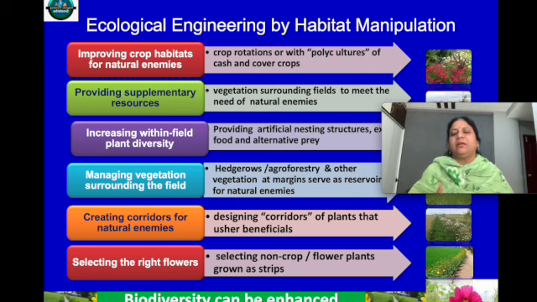So we have seen underground approaches. In our next session, let us see the above ground approaches, ecological engineering by habitat manipulation.